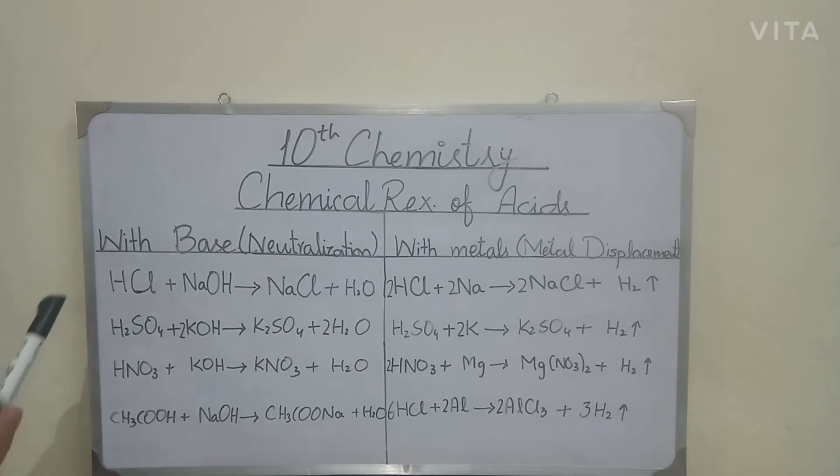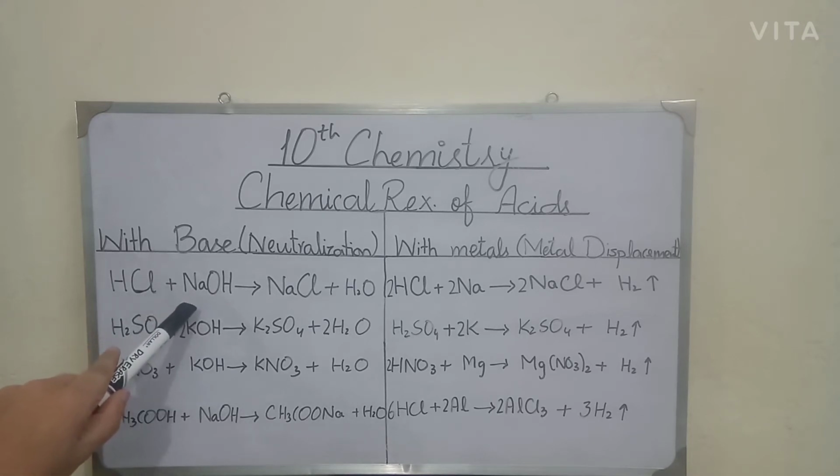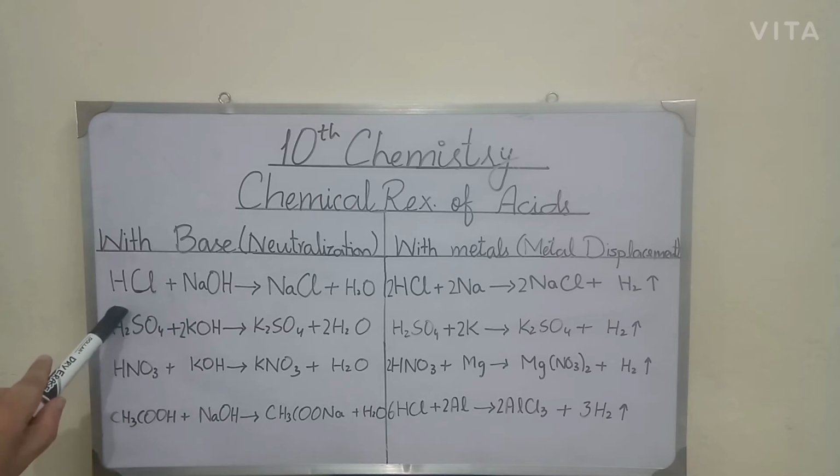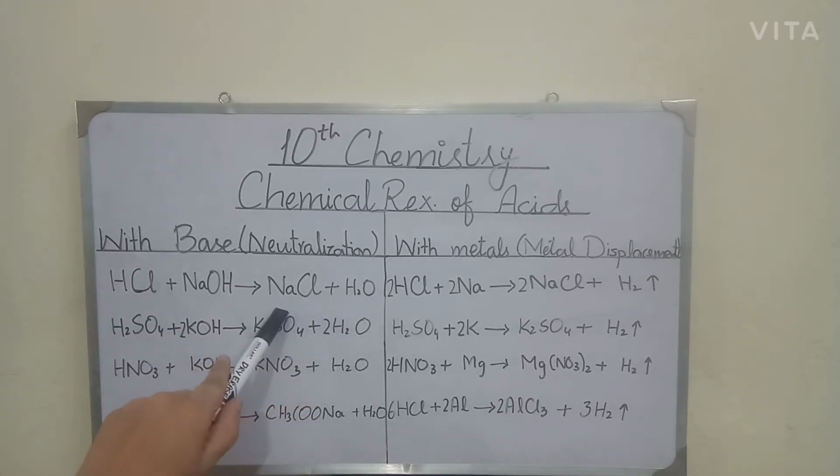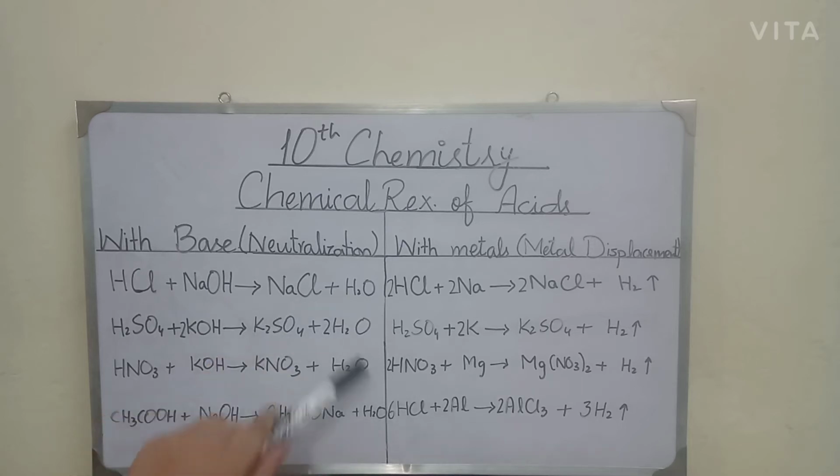For example, as you know, according to the Arrhenius concept, when acid reacts with base, it produces salt and water. In these reactions, we will discuss the Arrhenius concept. For example, HCl is an acid and it will react with the sodium hydroxide base. When sodium hydroxide and HCl react with each other, they will produce a salt and water. Salt means NaCl in this reaction, plus water.